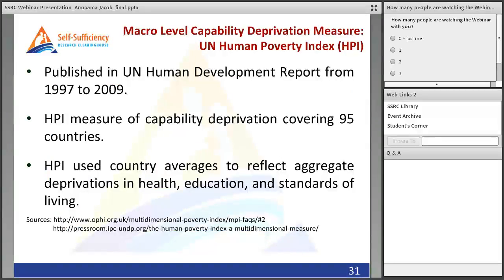The Human Poverty Index, or HPI, complemented the Human Development Index, but in contrast to the HDI that concentrates on the improvements made by all groups of a society, the HPI focused on the advancement made by the poor in a given society. It was first reported in the 1997 Human Development Report and was then supplanted in 2010 by the Multidimensional Poverty Index, which I will talk more about shortly.